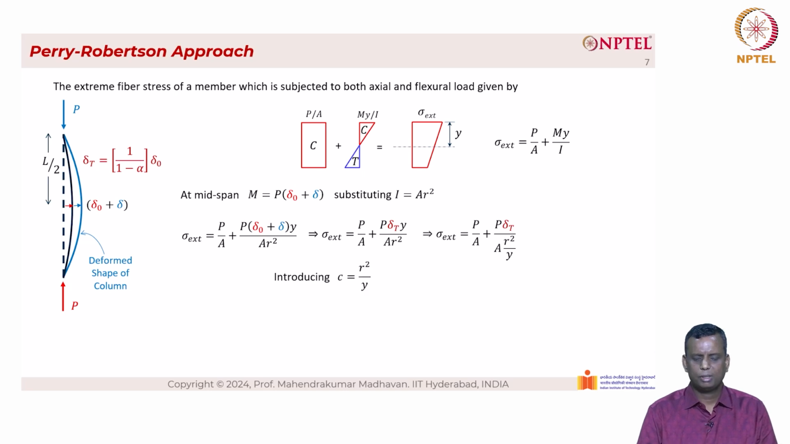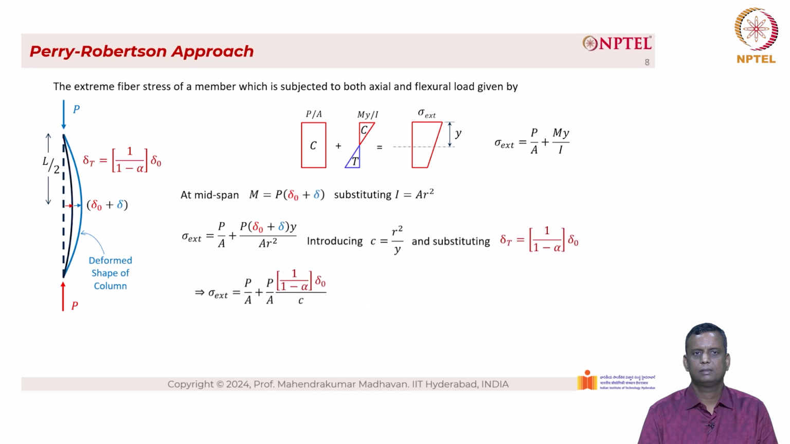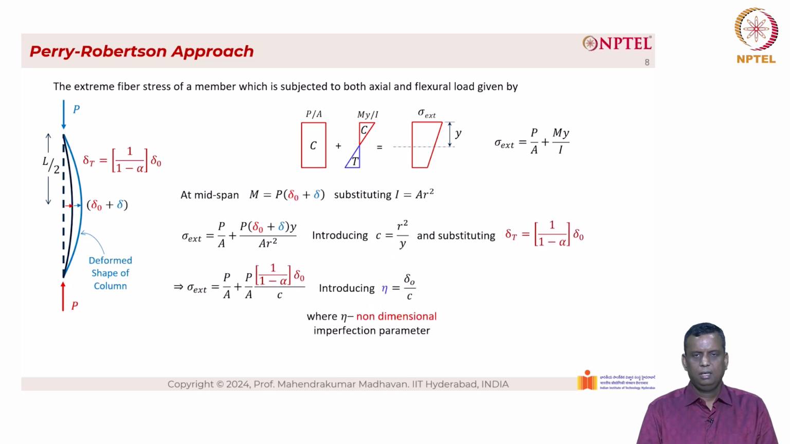So this R square by Y can be replaced as C, and by substituting delta sub T equal to 1 by 1 minus alpha into delta naught, we get this equation: sigma extreme fiber is equal to P by A plus P by A into 1 by 1 minus alpha into delta naught divided by C. We introduce the parameter eta equal to delta naught by C, where eta is the non-dimensional imperfection parameter.